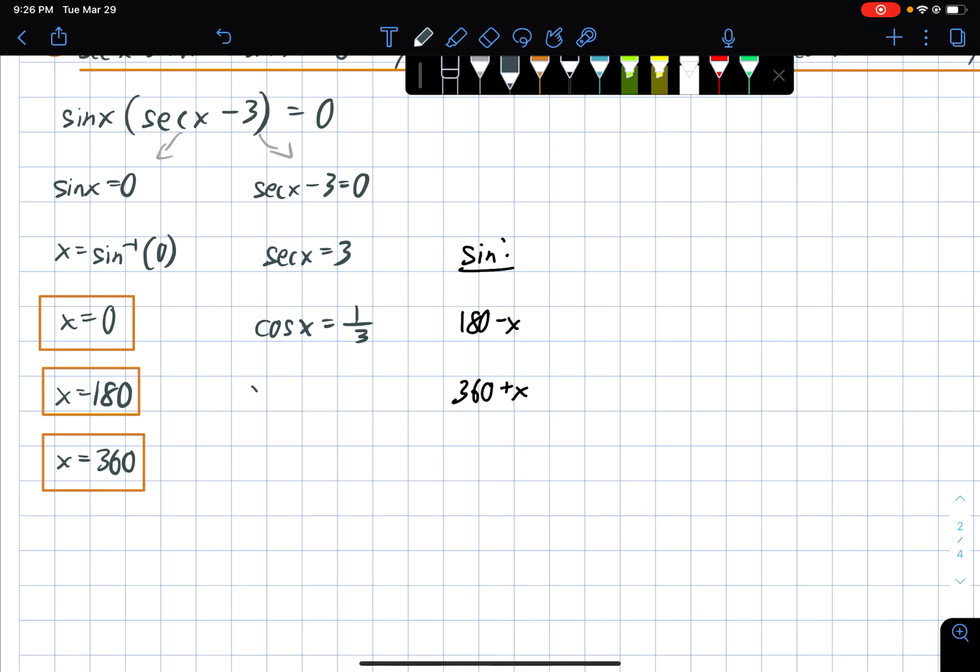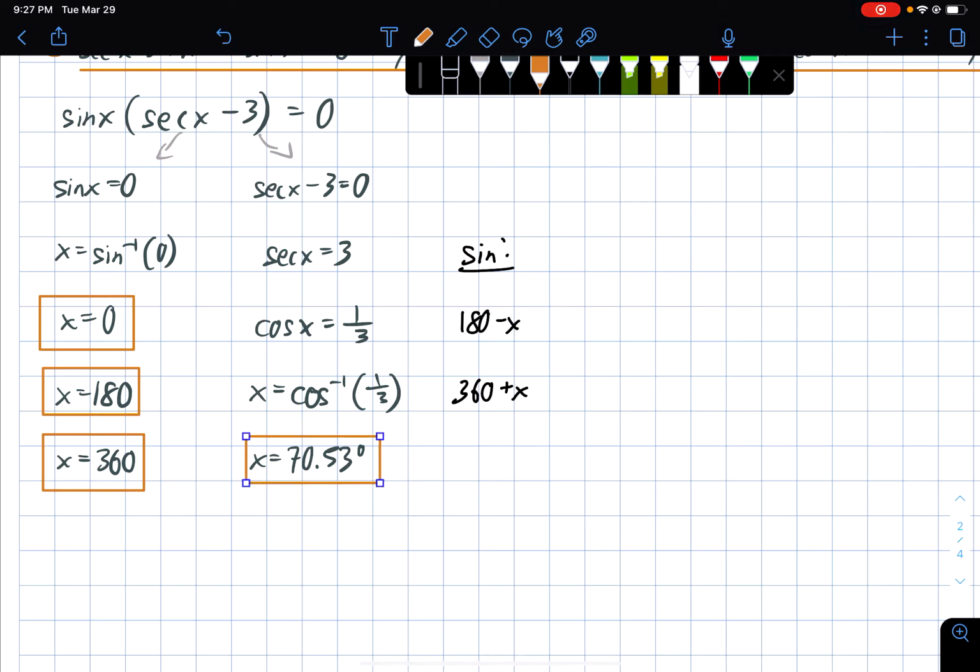So given this, we could now find the arccosine, this time not the arcsine, arccosine of 1 over 3. So I hope you can follow. X is equal to 70. Let's round it off to the nearest hundredths. So 70.53 degrees. So it's considered a solution.